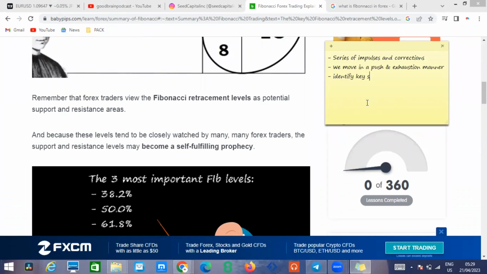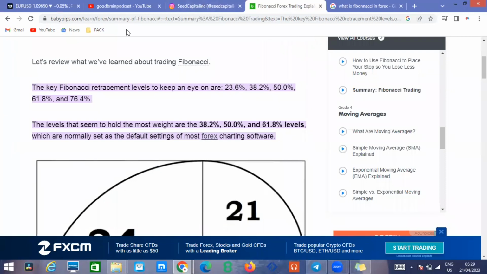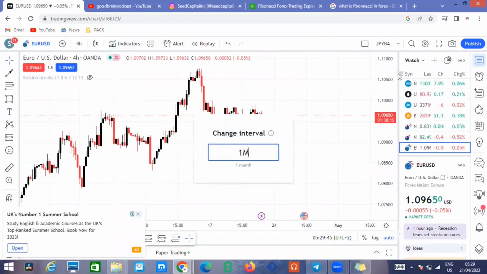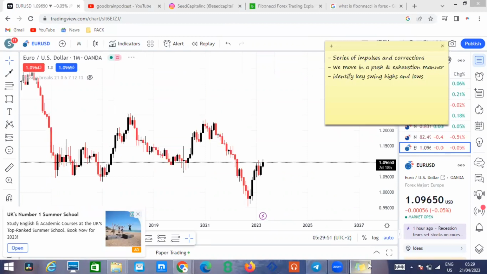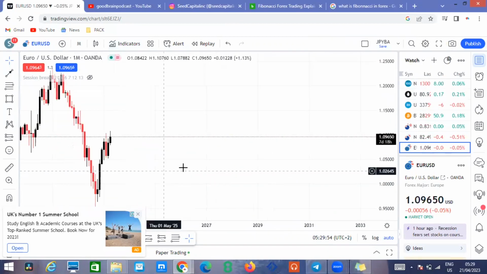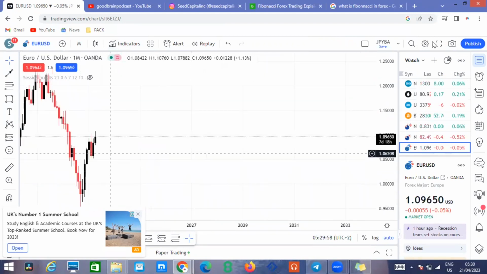Okay, and then another thing: identify key swing highs and lows, and the series of impulses and corrections. I'm going to start off by explaining what I meant by the market is a series of impulses and corrections, right?